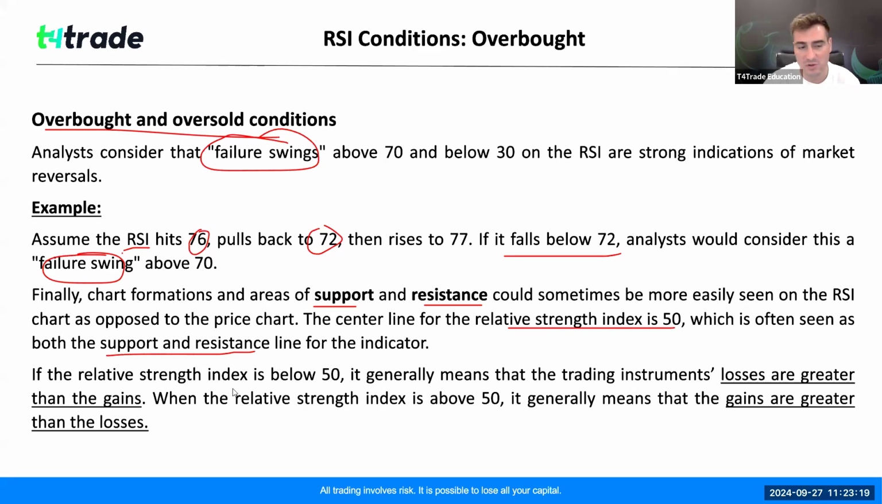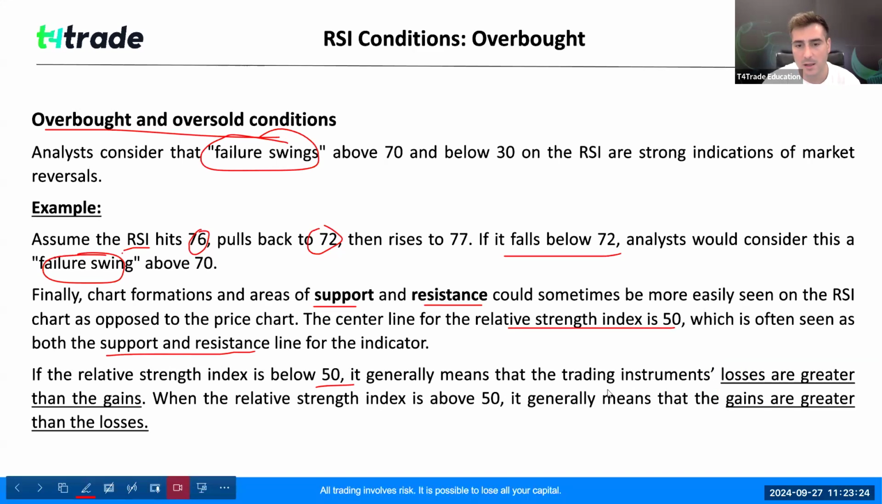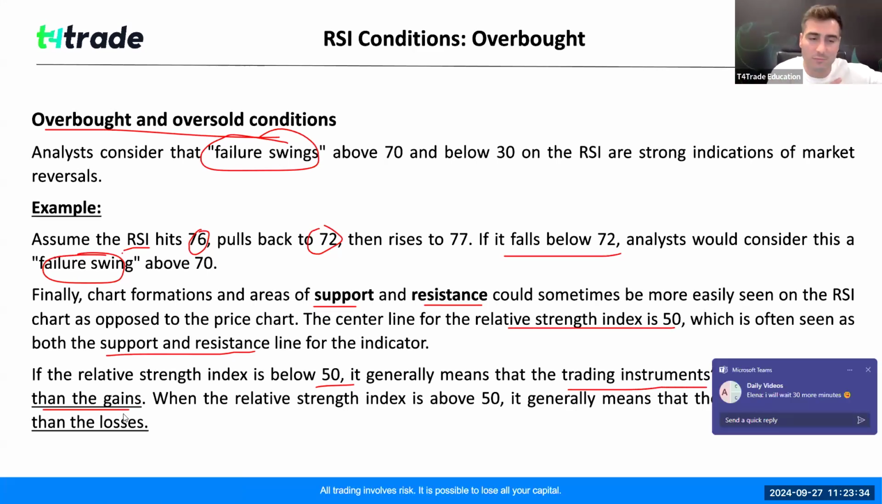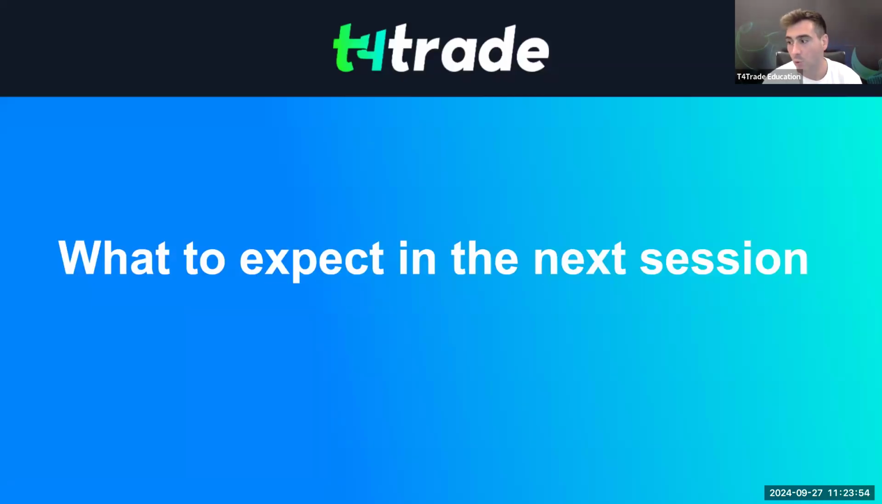Okay. So if the relative strength index is below 50, it means that the trading instrument's losses are greater than the gains, obviously, because it compiles information about the past. If the RSI is below 50, that means the past majority of the trading days have closed in the reds. If it's above 50, majority of the past X amount of period of days have closed in the greens. Okay, pretty much self-explanatory.